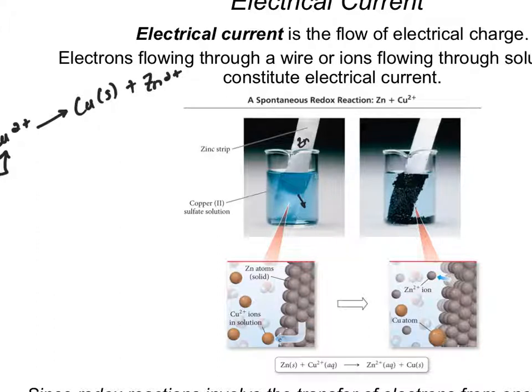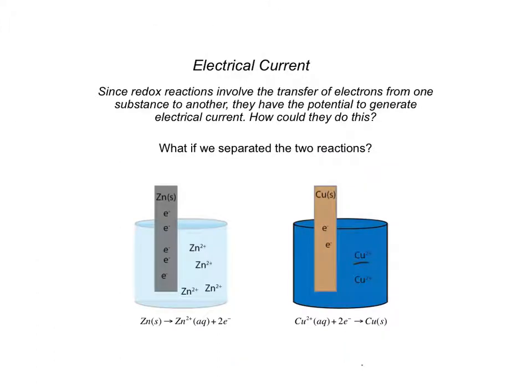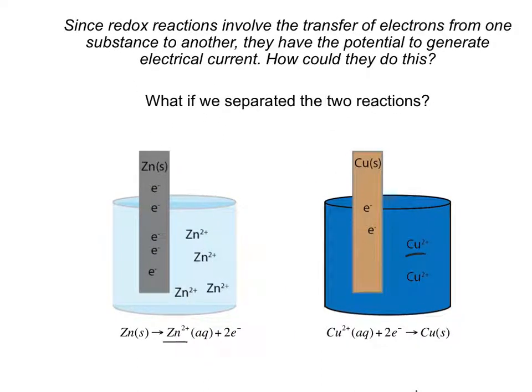So what we could do is separate these two reactions into their two separate half reactions. We can take zinc metal and put it in a solution of zinc 2+ ions. And then we can take copper metal and put it in a solution of copper 2+ ions. We have separated the two half reactions. If we go back to that spontaneous redox process, who was oxidized in the spontaneous process that I just showed you? Zinc or copper?